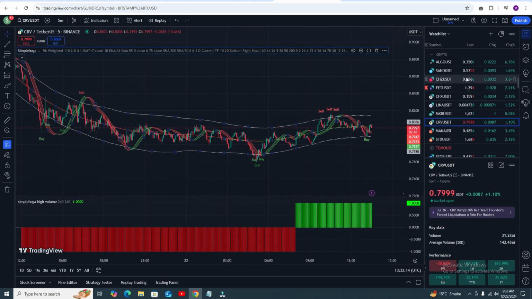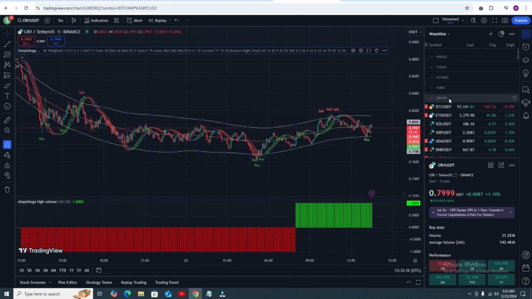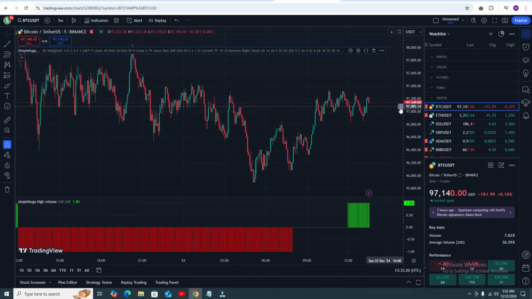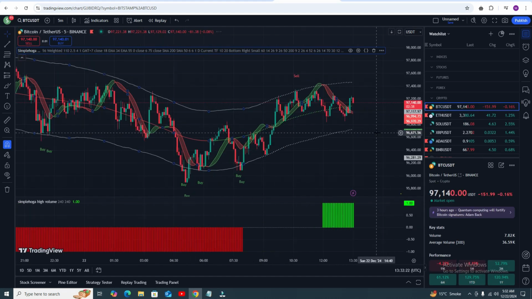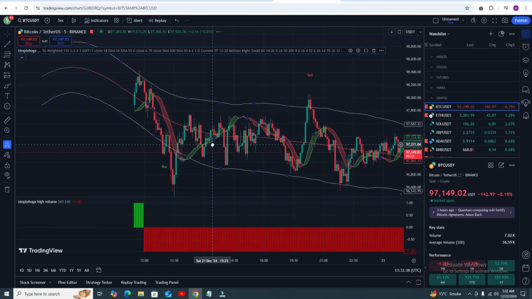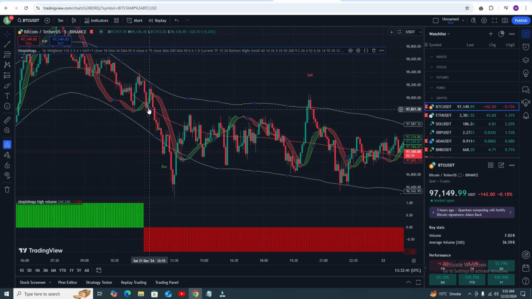Let me show you an example in BTC. Here you can see you are getting the buy volume, and when you get the buy volume you can see the candle is below the lower band line, so you can go for the buy trade. And let me show you one more example, because that is a very important point and I do not want you to miss it.